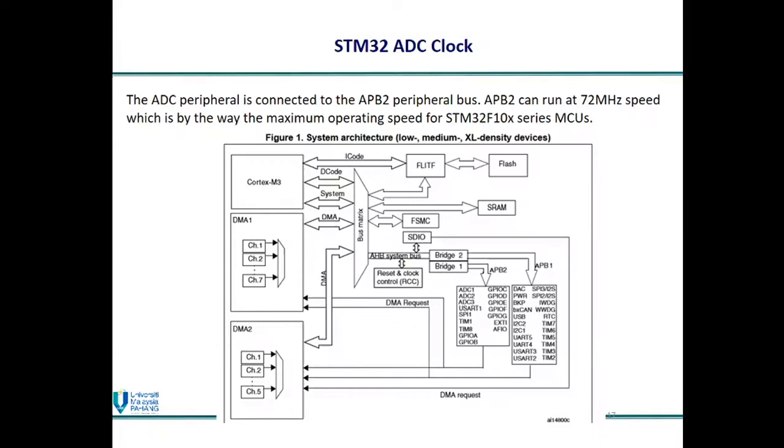Okay, if you refer to this STM32 system architecture, we can clearly see that the ADC peripheral is connected to the APB2 bus. If we recall from our earlier class on the STM32 clock options, APB2 can run at 72 MHz speed, which is, by the way, the maximum operating speed for the STM32 series microcontroller.